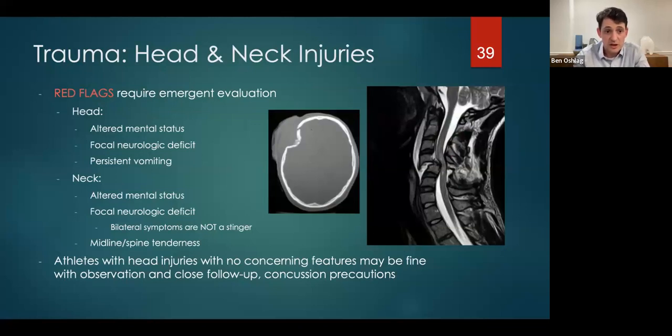So for head injuries: altered mental status that persists, focal neurologic deficits, persistent vomiting. For neck, again, altered mental status, focal neuro deficits, and midline spinal tenderness. For focal neurologic deficits, especially if you have bilateral symptoms, we'll see a lot of stingers in football. Bilateral symptoms are not a stinger until proven otherwise on an MRI. Athletes with head injuries that don't have concerning features might be fine with observation and close follow-up with concussion precautions and whatever else you're going to need to do on that front. But keep an eye out for those red flags.